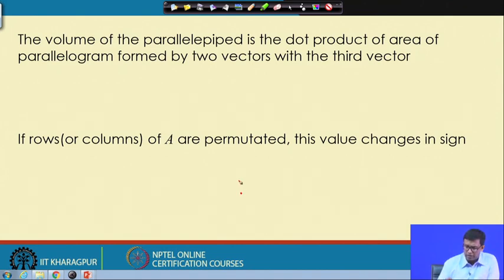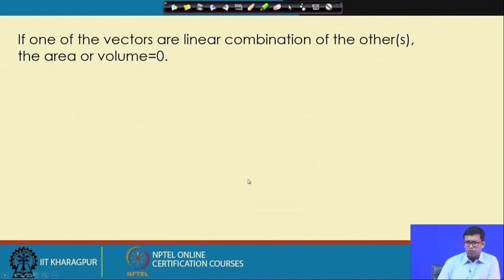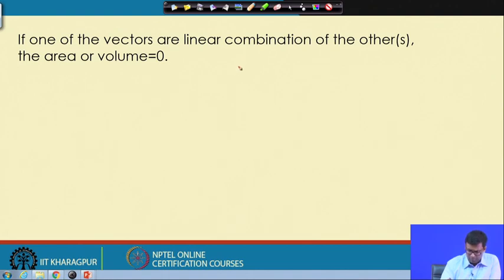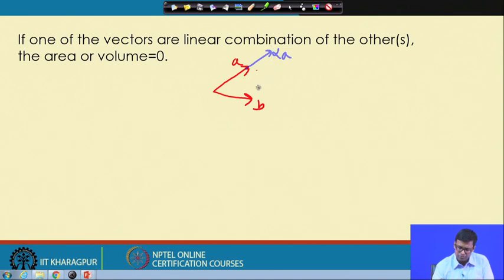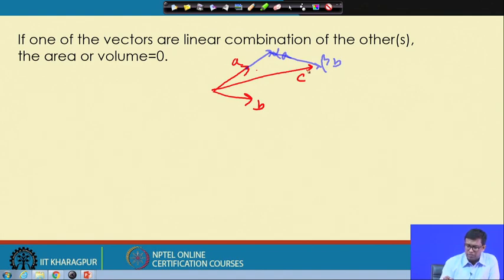If we have a case where one of the vectors is a linear combination of the other vectors, like I have two vectors, this is A and this is B, and C is a linear combination of A, so A magnified by some factor, alpha A, and a linear combination of B, so we go along a parallel to B, maybe beta B here, and now this becomes C. So what happens? C essentially lies in the same plane as A and B, and therefore the volume has to be 0. So, if either the row vectors are linear combinations of the other two row vectors, or column vectors are linear combinations of the other two column vectors, the volume will be 0.